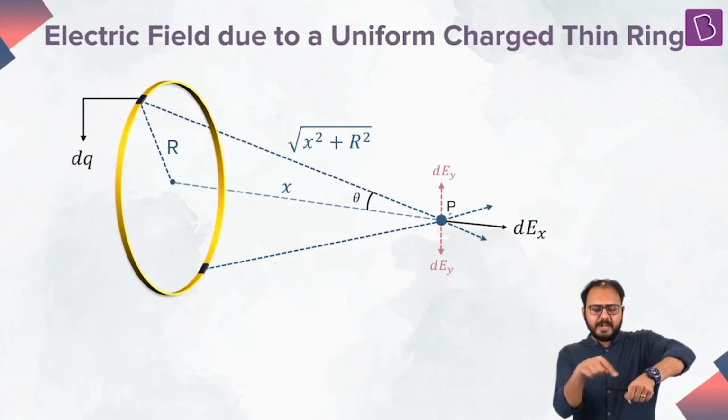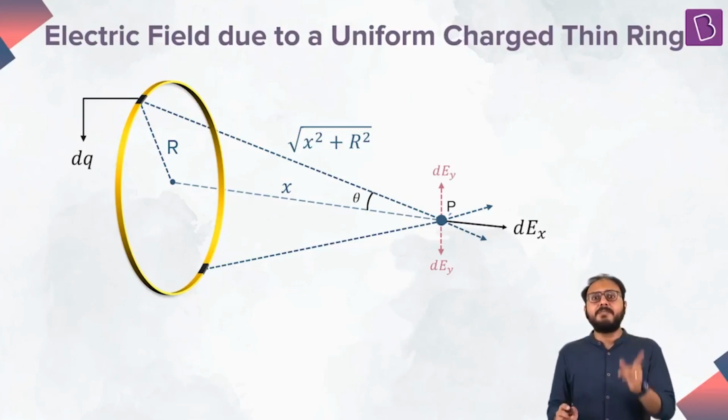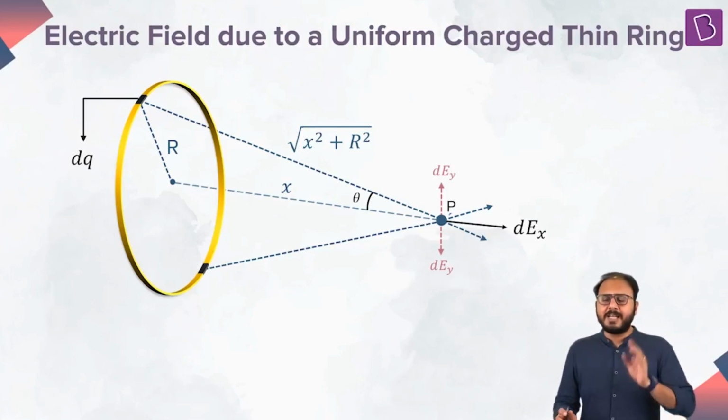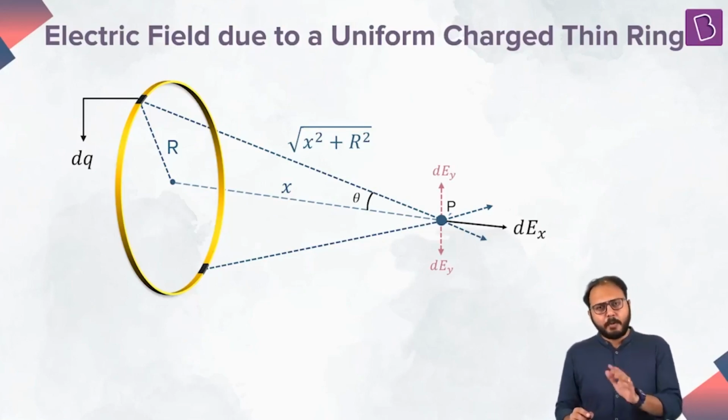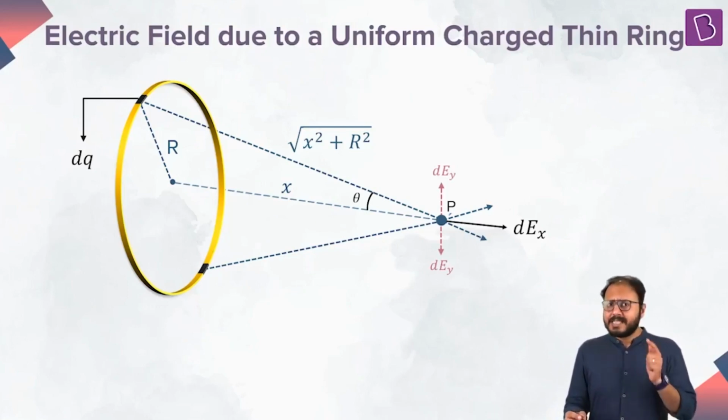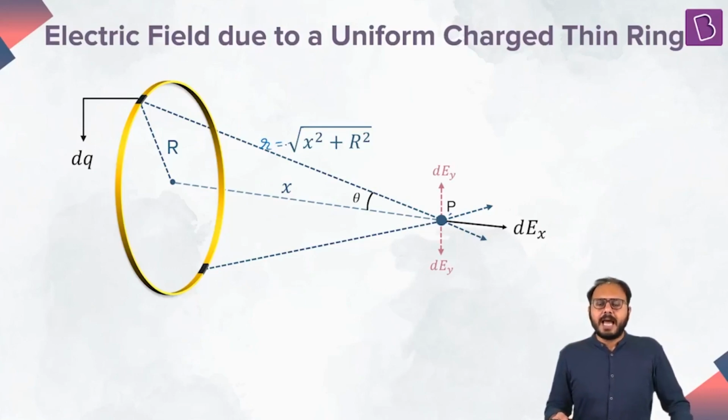Do you agree that every single point on the periphery of the ring, on the circumference of the ring, is equidistant from the point P? In fact, what is the value of that distance? I'm calling it small r, and that happens to be under root x square plus capital R square.